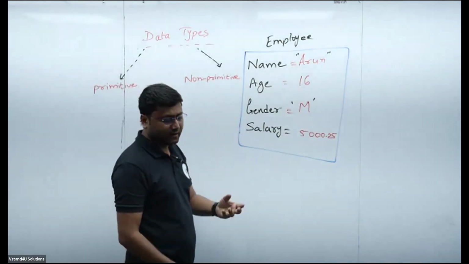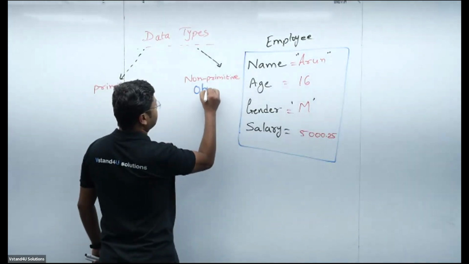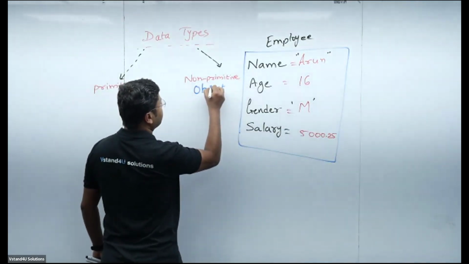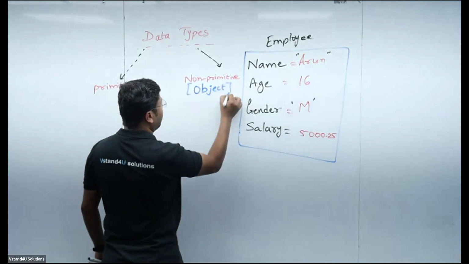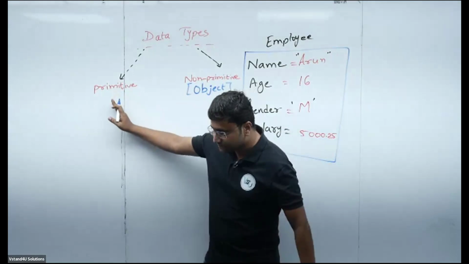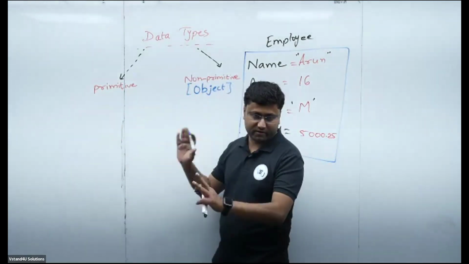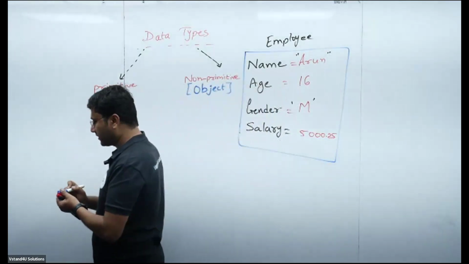Non-primitive, in other words, is nothing but an object. Am I clear? So what is an object? I am not talking about non-primitive right now. We will complete primitives entirely, then we'll move one by one.